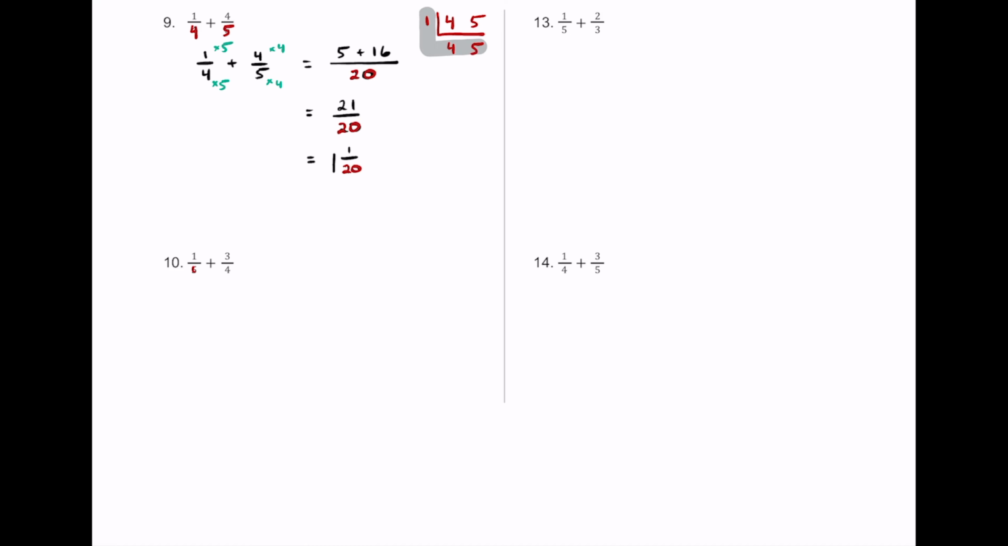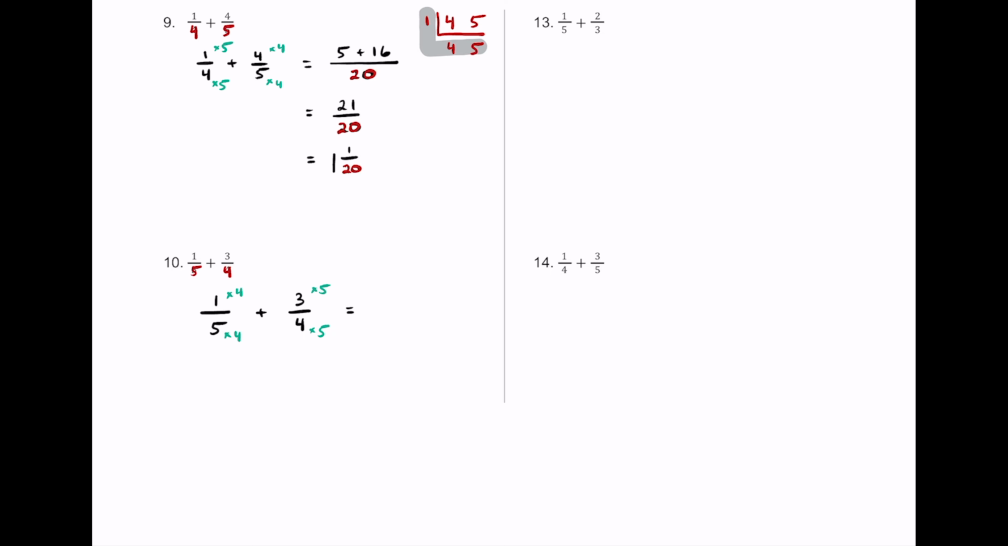For number 10, we have fifths and fourths again, so we know our LCD or LCM is going to be 20. So let's go ahead and take this 1/5 and add the 3/4. Right away we are going to try to get these to be 20. That's when 5 and 4 meet for the first time, or their LCM or LCD. So 4 is going to multiply by 5 top and bottom.